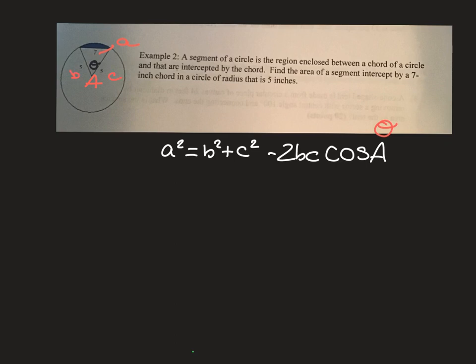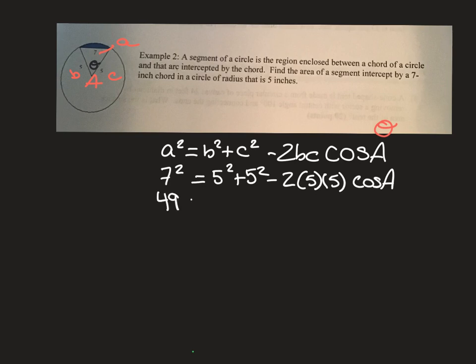So in my formula, I'm going to have 7 squared equals 5 squared plus 5 squared minus 2 times 5 times 5 cosine of A. Okay, we got this. So I'm going to have 7 squared is 49 equals 25 plus 25, which is 50, minus 25 times 2, which makes a minus 50, but this second 50 is tied to my cosine A.